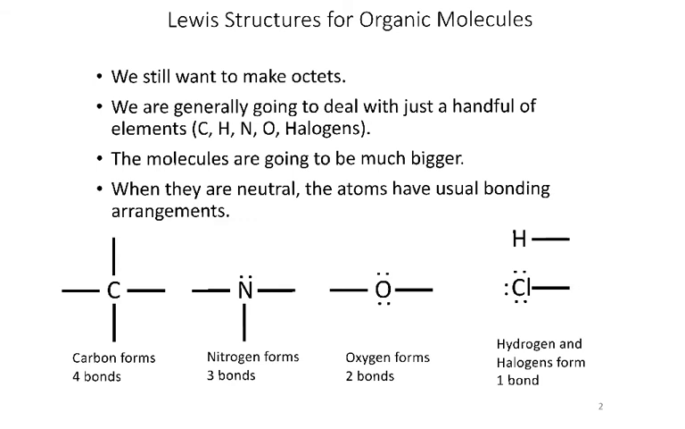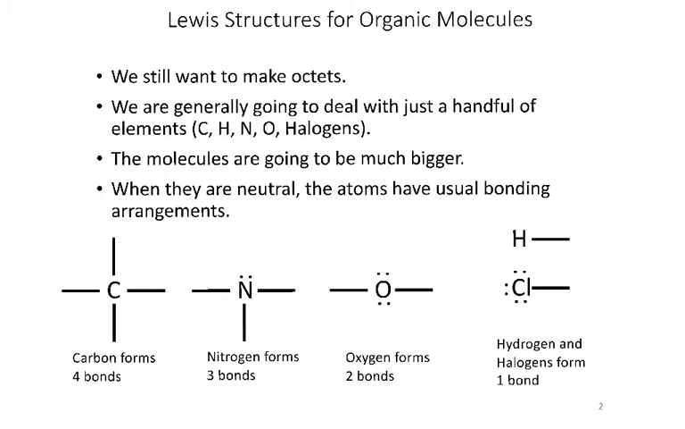All right, so when we draw Lewis structures for organic molecules, they're still going to look the same. We still want to give everybody a complete octet, but we're generally dealing with a smaller set of possible atoms. And in general, we're going to be working with carbon, hydrogen, oxygen, nitrogen, and halogens. Now, we can certainly use the rules that I just did for carbon dioxide for organic molecules, but the organic molecules are often huge, and it would take forever to do Lewis structures in that way.